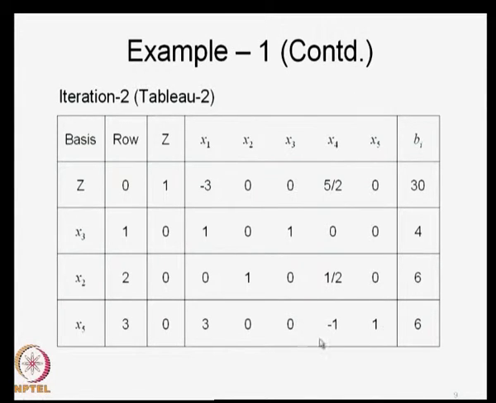Once you complete all the elements, you should be able to read the solution. How do you read the solution? Z is equal to 30, x3 is equal to 4, x2 is equal to 6, x5 is equal to 6. This is the solution. And of course, the current non-basic variables, which are x1 and x4, will be at 0 level. The current non-basic variables will always be at 0 level. So, this is W number 2.